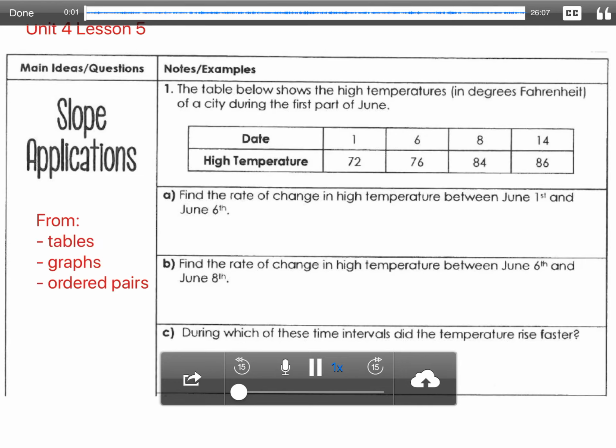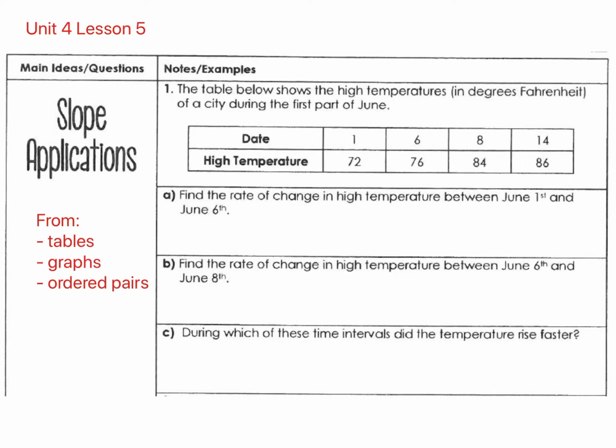All right, so today we are going to complete Unit 4, Lesson 5, which is an extension of what we did in Lesson 4. We're going to take everything that we learned about finding slope from tables, graphs, and ordered pairs and apply it to application problems. All right, so let's just jump right in with number 1.